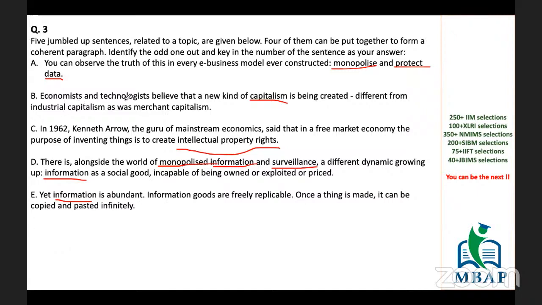Though economists and technologists are there, they are not related to what we are talking about. They are not talking about something related to data. They are talking about the creation of a new economy, that is capitalist in nature. So I can clearly see that B is definitely out of context. Don't get misled by economists and technologists. This is just the opinion of a group of people. Maybe some economists and some technologists believe in this particular thought, but this is not related to technology or economy.